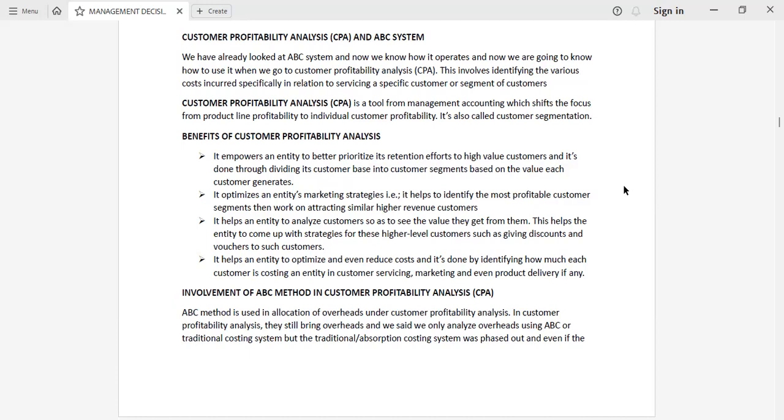The other one we can look at is that it optimizes an entity's marketing strategy. In other words, it helps the entity to identify the most profitable customer segment.